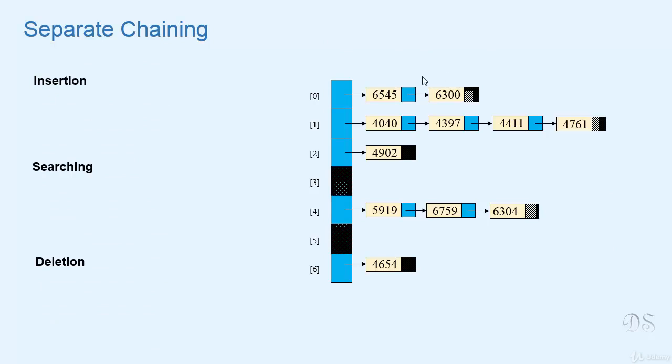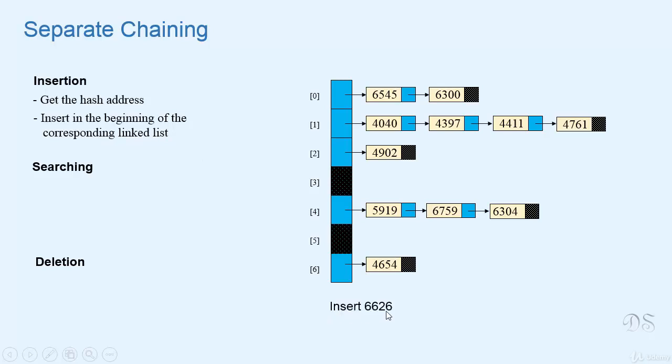Now let's see how insertion, deletion and searching is done. For inserting a key, first we'll evaluate the hash function and get the hash address. Then we'll insert the key in the beginning of the corresponding linked list. For example, suppose we have to insert this key in this hash table. First we get the address. It is mapped to location 4. So it will be inserted in this linked list. We insert it here in the beginning of the list.